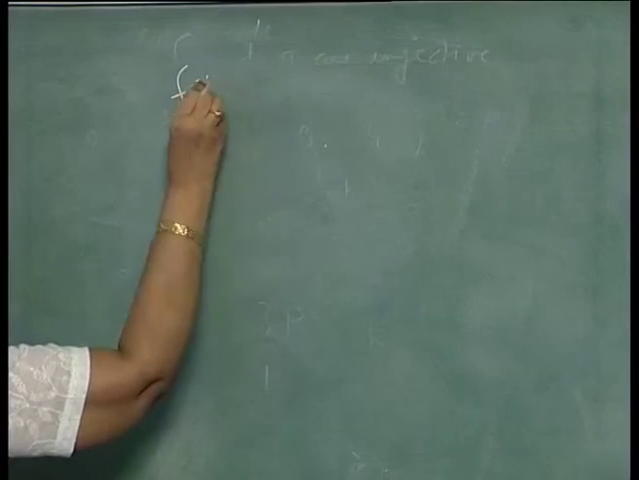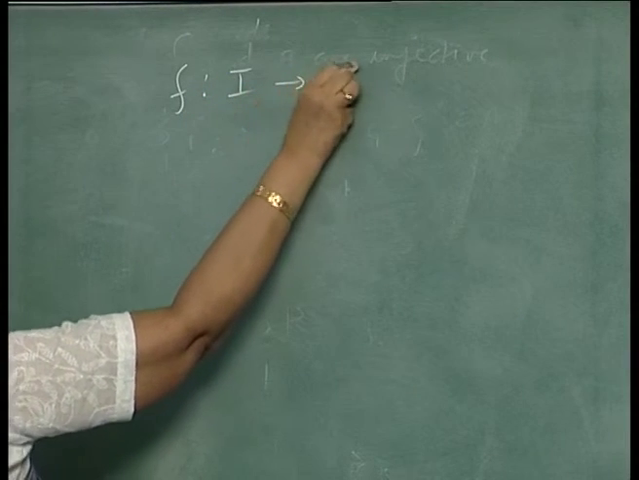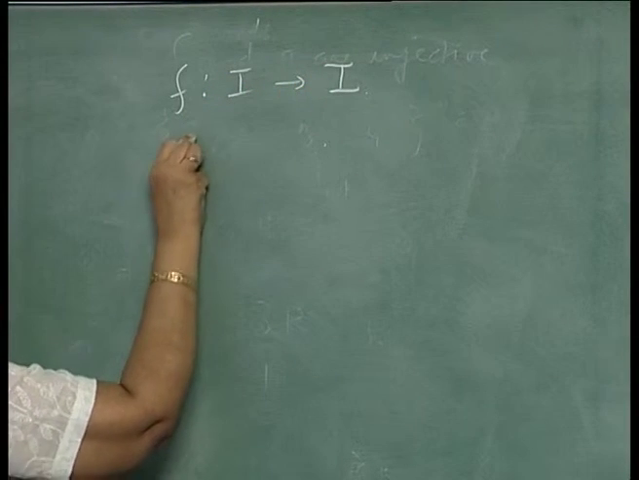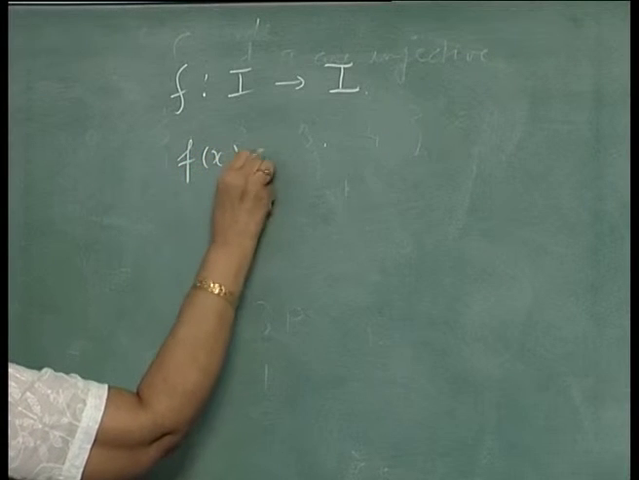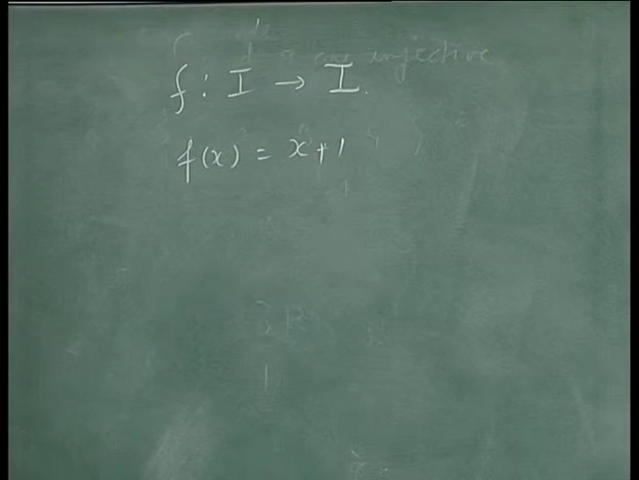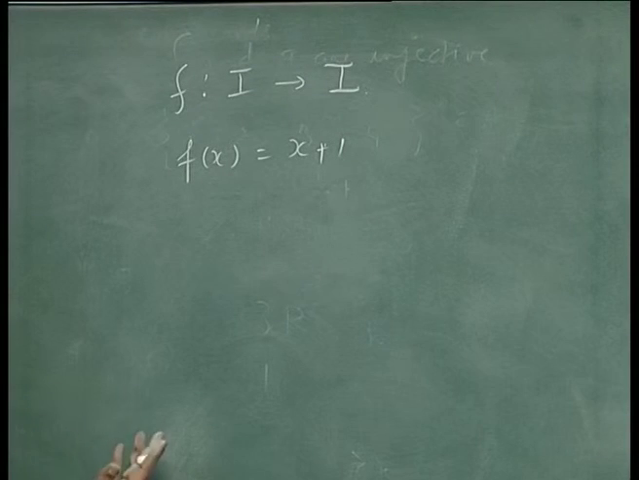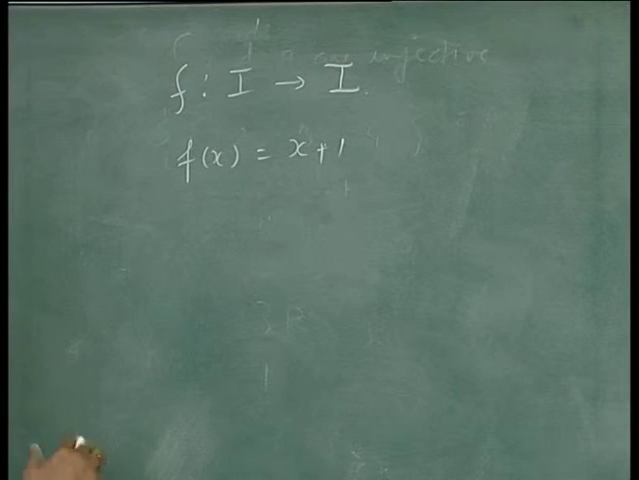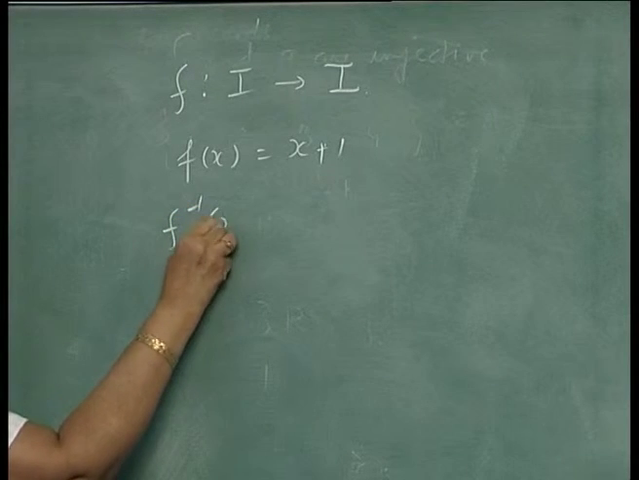f from I to I, set of integers to set of integers such that f of x is equal to x plus 1. Then 2 will be mapped down to 3, 3 will be mapped down to 4, 4 will be mapped down to 5. It is a bijective function. You know that different elements will be mapped down to different elements. What is f inverse of x?